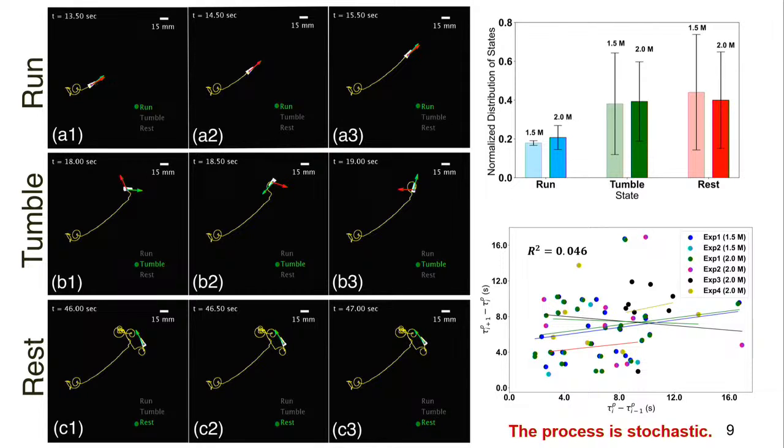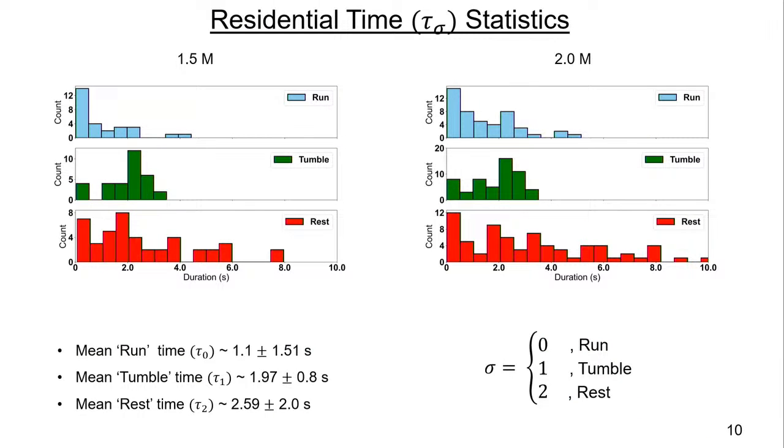We have seen that in our system, the tumble and rest states are more frequent compared to the run state, and for the consecutive states, run, tumble and rest, there is no correlation. This is a return map plot. So we can infer from this plot that our experimental system is stochastic. This is a residence time statistics plot where the rest and tumble times are higher than the run time. We defined this as sigma. Sigma is 0, 1, 2.